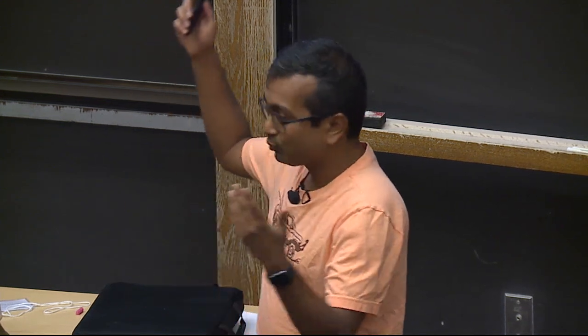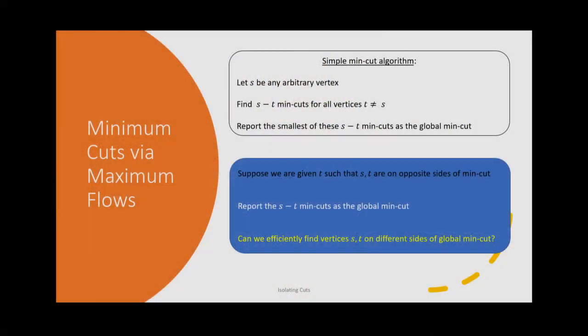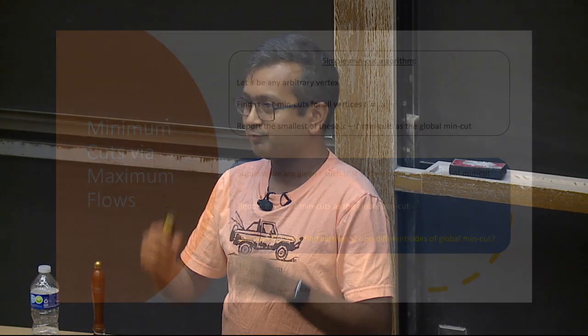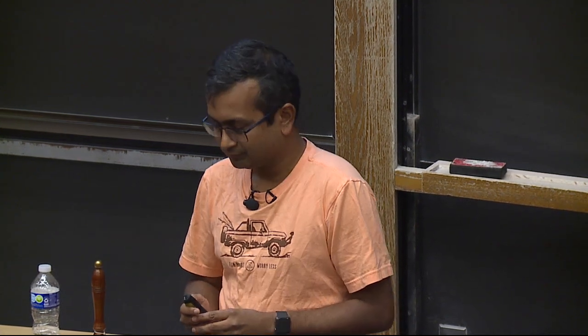So if somebody found me a good vertex, a vertex that's separated from S, then my task becomes a lot easier. So we can rephrase our question to ask, can we actually efficiently find a pair of vertices S and T that are on different sides of the global min cut? If you can find such a pair, then our problem reduces to ST min cuts and therefore to max flows. All right.